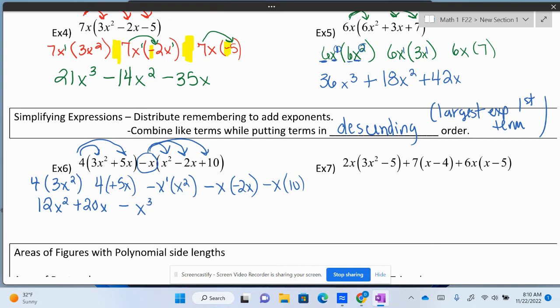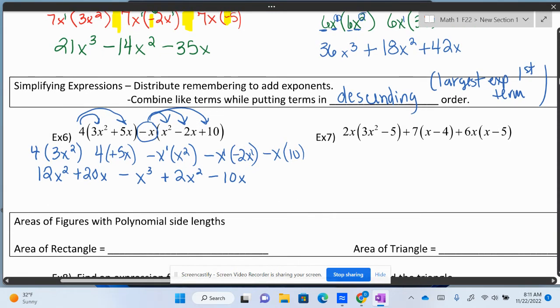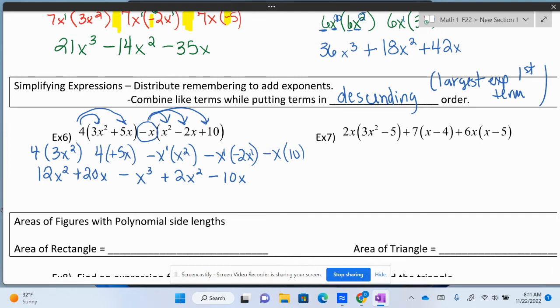In my second example, I have a negative number times a negative number, which means that I'm going to have a positive or a plus 2x to the second power, or x squared, minus, because I have a negative, times 10 and x, so minus 10x. So now I'm going to look at these and say, well, which term has the largest degree? Because now I need to put these in order. So what's the largest degreed term? Anyone?